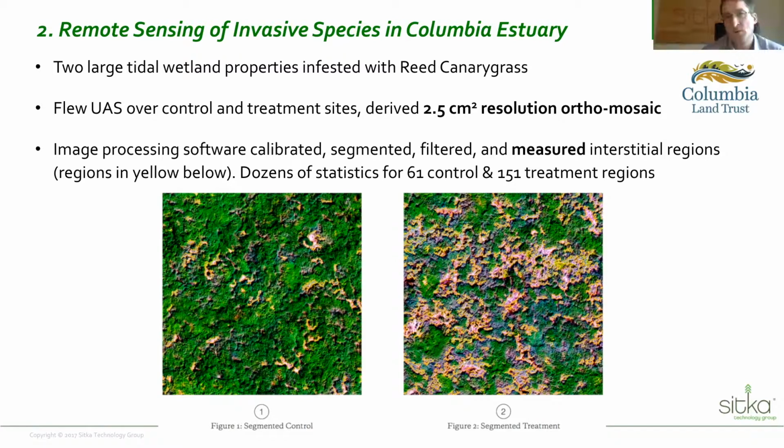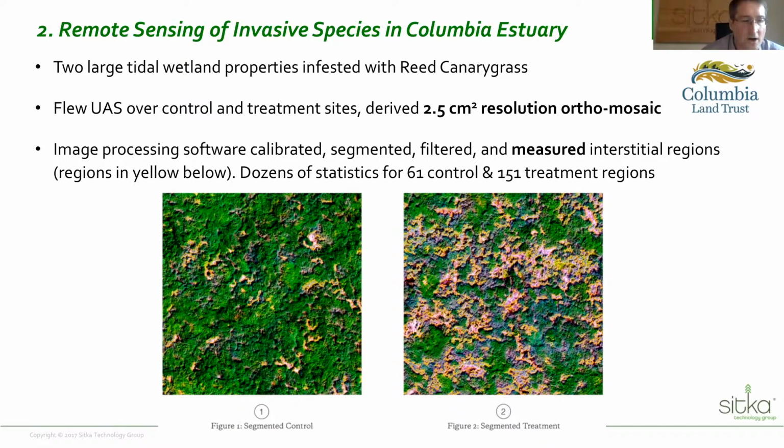So the second story is on a much, much smaller scale. This was more of a fun little project that we did with the Columbia Land Trust. If folks aren't familiar, the Columbia Land Trust is one of the larger land trusts in the country. To date, they've conserved over 32,000 acres of land in Oregon and Washington. And one of the many things that they do is manage their lands for invasive species. And in their neck of the woods, one of the nastier ones is reed canary grass.